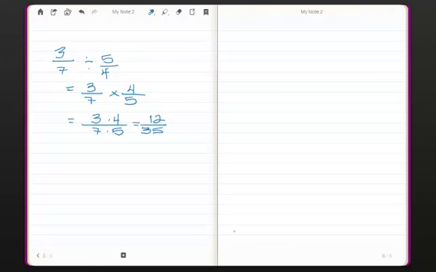Now that you've seen some examples of these problems, go ahead and move on to your Getting Ready for Chapter 2 homework.